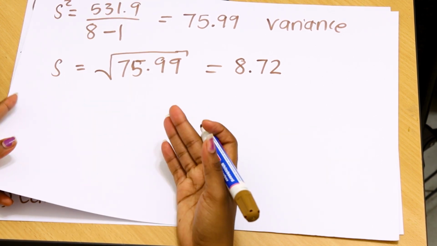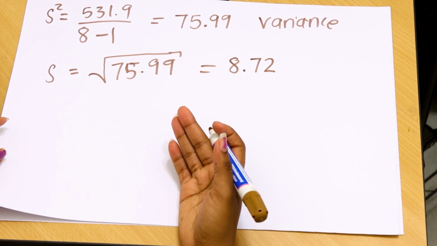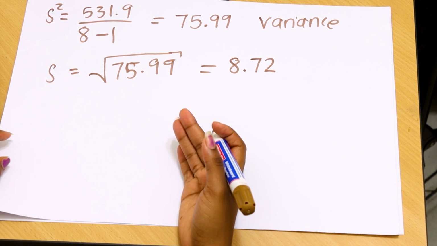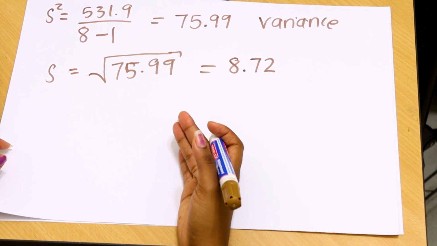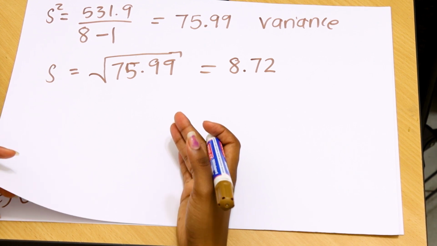In the case whereby like this, whereby they've already asked you for the mean above, please note that this would only be 3 marks. And note that you can get these values from the calculator, but you're not gonna get any marks, especially if the instruction does say that you're not allowed to use your calculator.